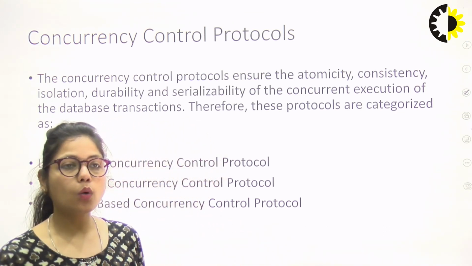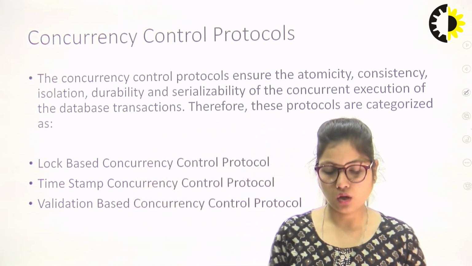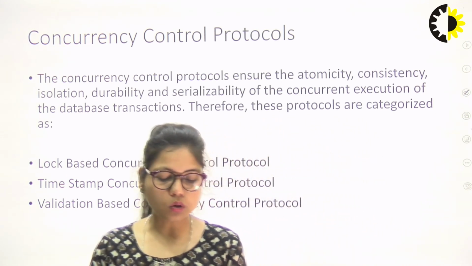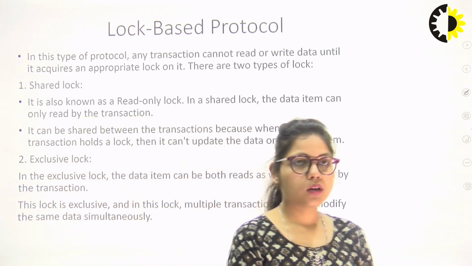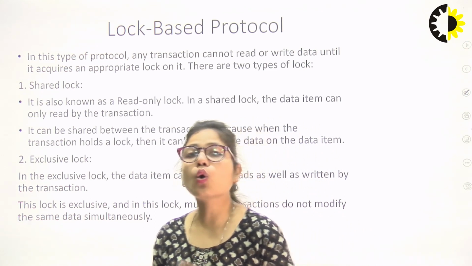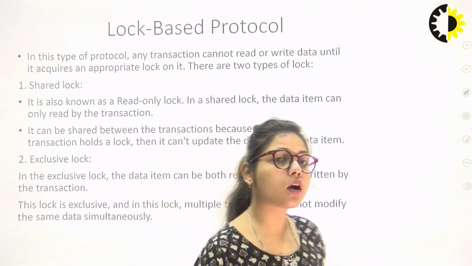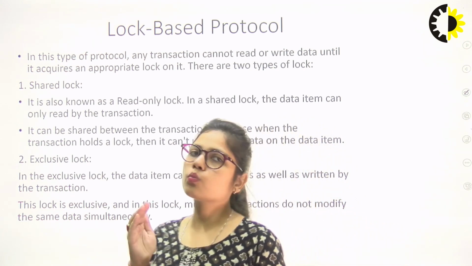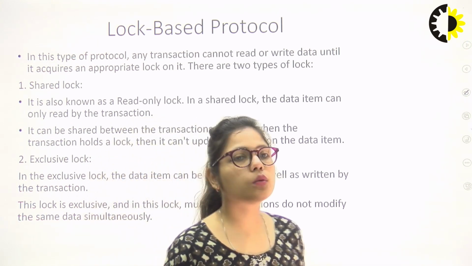Now, coming to the topic, what is lock based? These are the three protocols which are called concurrency control protocols: lock-based concurrency protocol, timestamp concurrency protocol, and validation-based concurrency protocol. The first one is lock-based protocol. In this protocol, a transaction cannot read or write until it acquires an appropriate lock on it. If a transaction T1 wants to read a data item A, then it will acquire a lock on data item A, and after that perform the read or write operations it wants to perform. But before performing any operation, we need to acquire a lock.